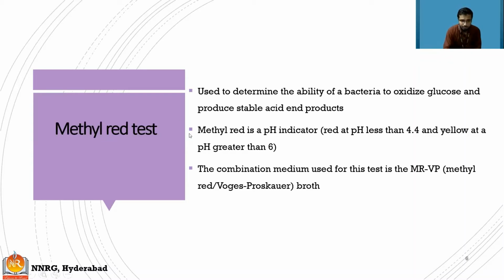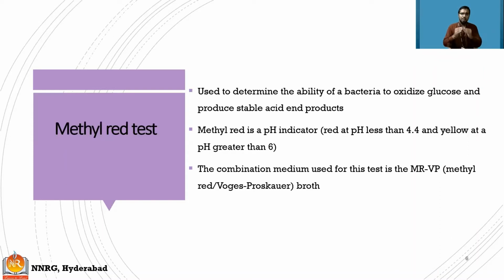We'll see now. Methyl red is a pH indicator as discussed. Red at pH less than 4.4 and yellow at pH greater than 6. If it is more acidic, lesser the pH value, more will be the acidic nature. So 1 to 6.9 is acidic, 7.1 to 14 is basic. So 7 is the neutral.